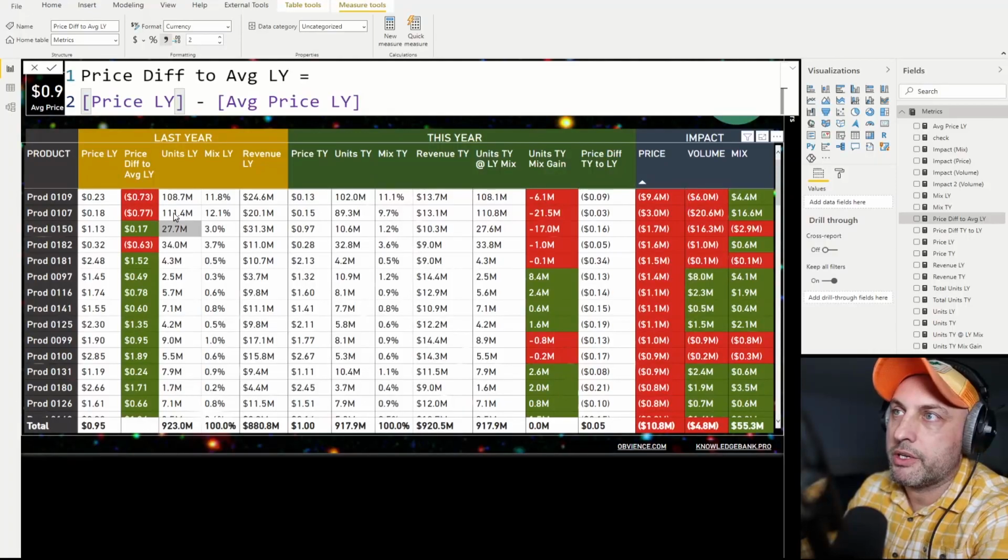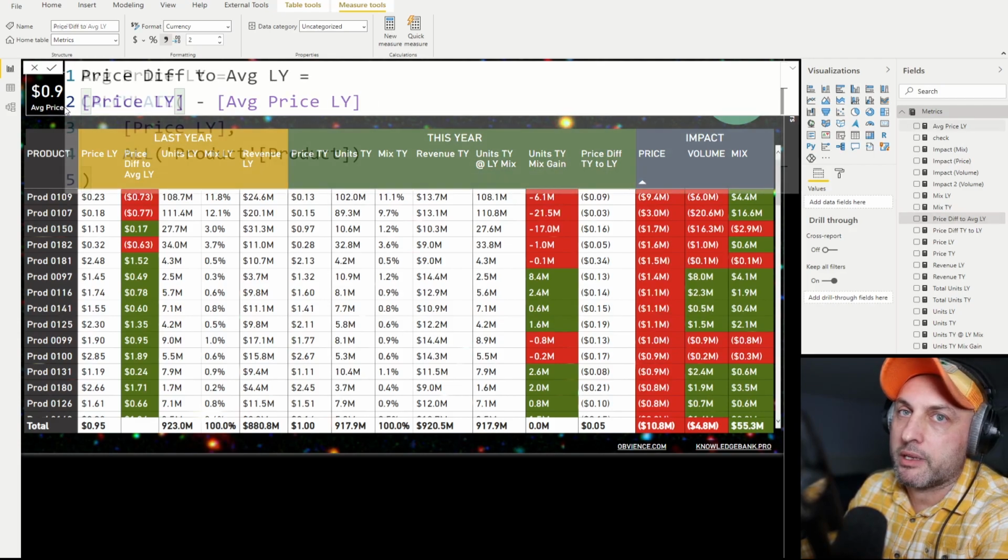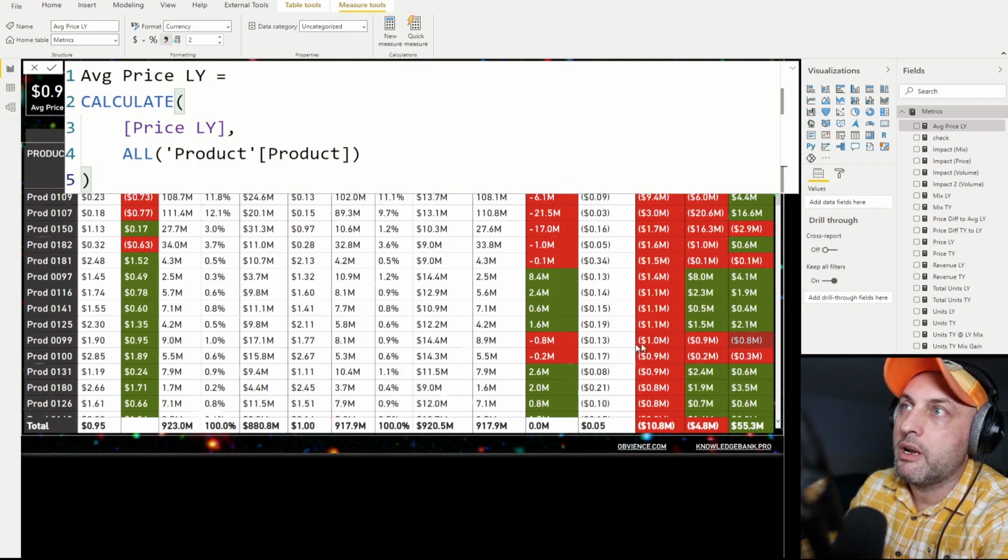The next calculation is price difference to average last year. Very simple again. I just take my price and I deduct average price last year from that. What is my average price last year? Well, that's very simple as well. I just use my CALCULATE function, calculate my last price.